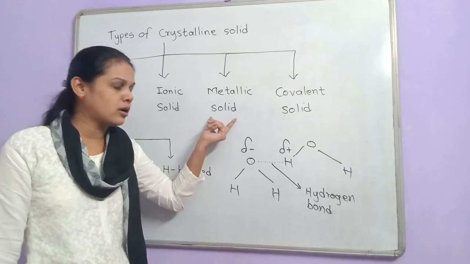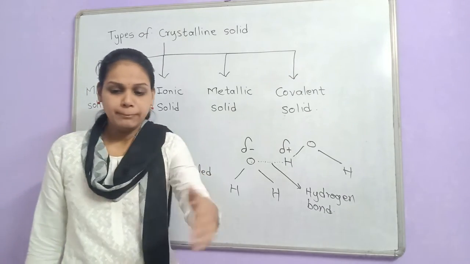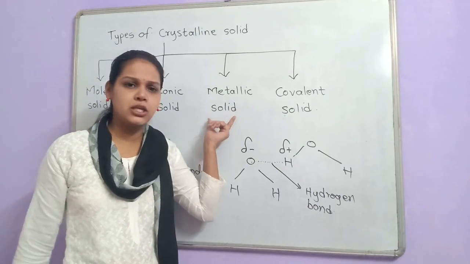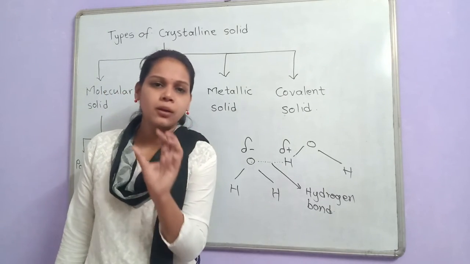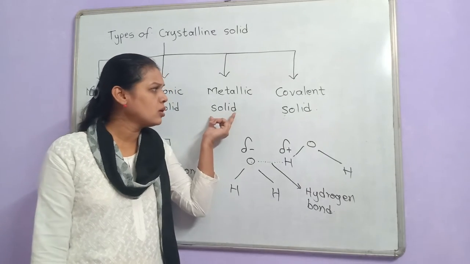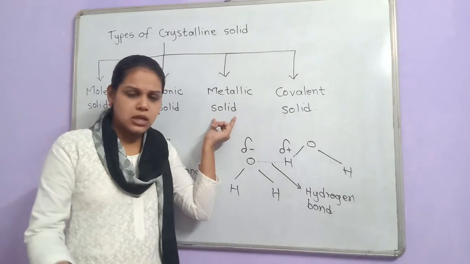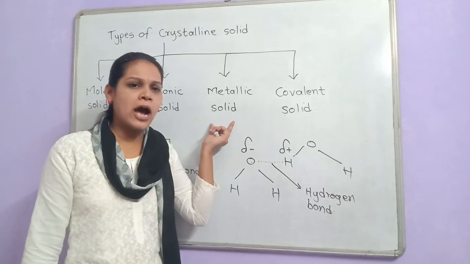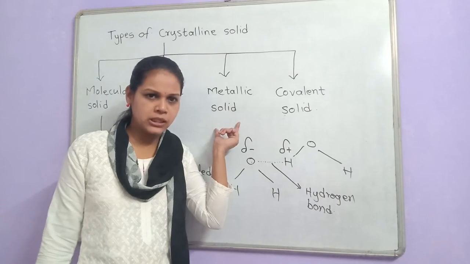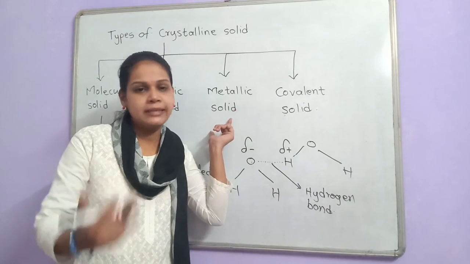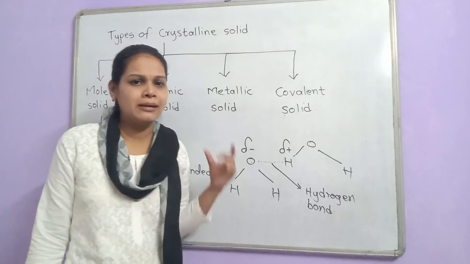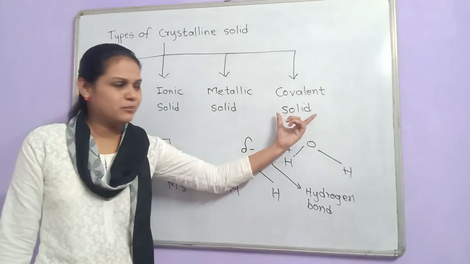Metallic solids: the constituent particles in metallic solids are atoms of metals. Metallic solids are hard and rigid. They have high melting points. They are good conductors of heat and electricity. As we know, metals are ductile, so metallic solids are also ductile and malleable.